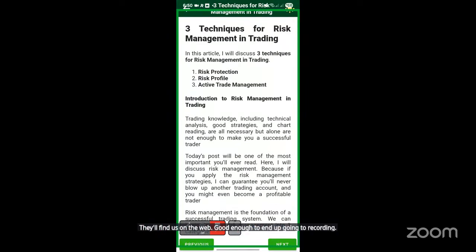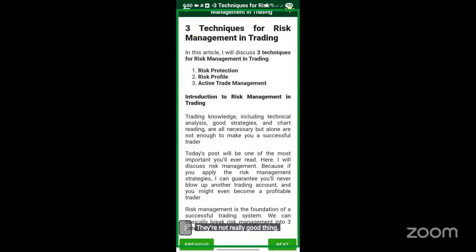Today we are going to be looking at risk management in trading and the techniques in it. In this article we shall discuss three techniques for risk management in trading: risk protection, risk profile and active trade management.